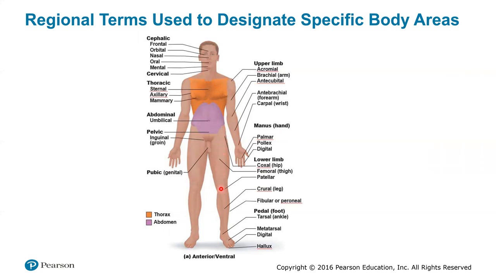Now on your lower limb, we have this region that is coxal, femoral, patellar. Now this region over here is called crural. And on the side, this lateral side is fibular or peroneal. Fibular, because you have a bone over here called the fibula, and peroneal, because you have a muscle here that used to be called peroneus longus, but now it's called fibularis longus. So fibular or peroneal. And now pedal, or foot. We have tarsal, or ankle. We have metatarsal. We have digital and hallux. That's the big toe, hallux.